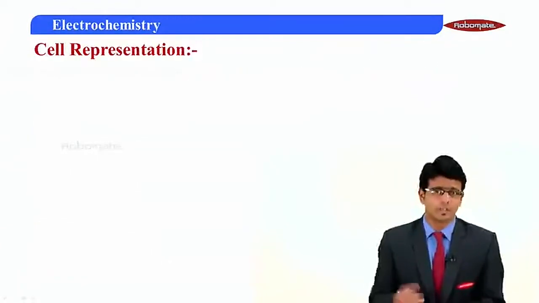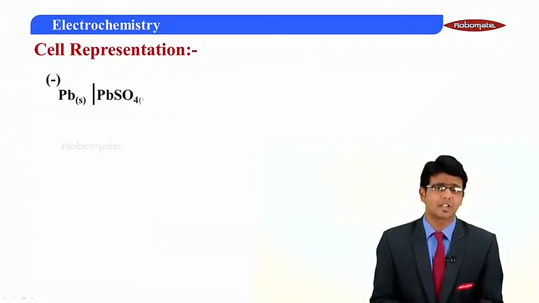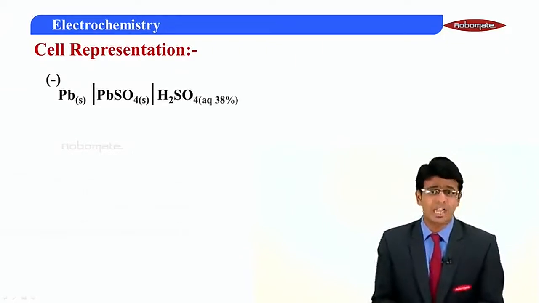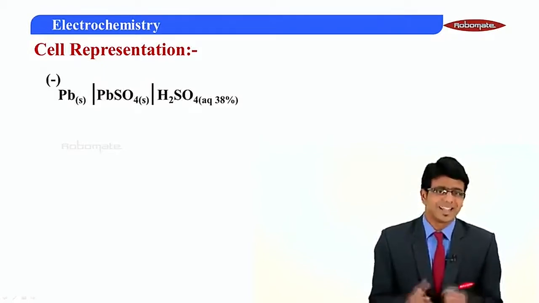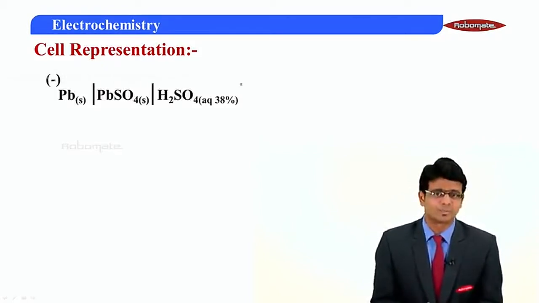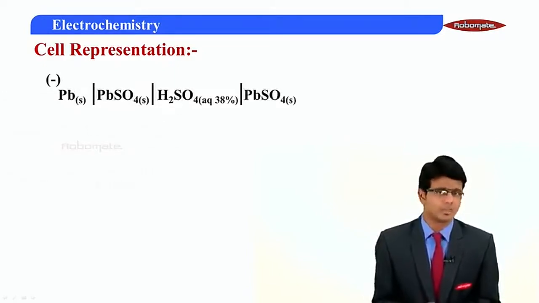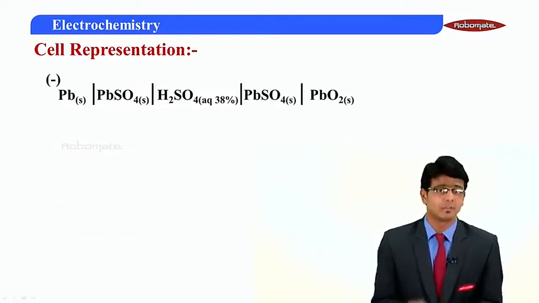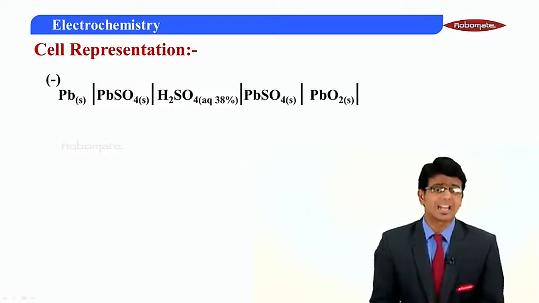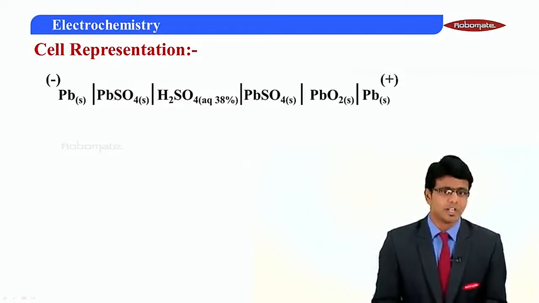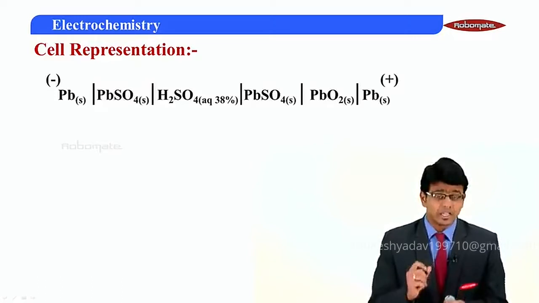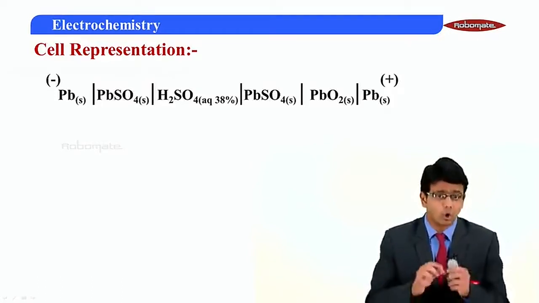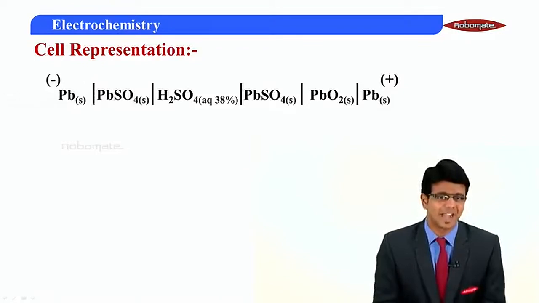Getting into the discussion of its representation. The anode representation here is Pb solid in direct contact with PbSO4 solid, in direct contact with H2SO4 38%. That is the representation of the anode. Let us continue with the representation of the cathode. H2SO4 is in direct contact with PbSO4, which is in direct contact with PbO2 solid, which is in direct contact with Pb solid. The anode is negatively charged and the cathode is positively charged. There is no double vertical line introduced here because all the cell contents are in direct contact.